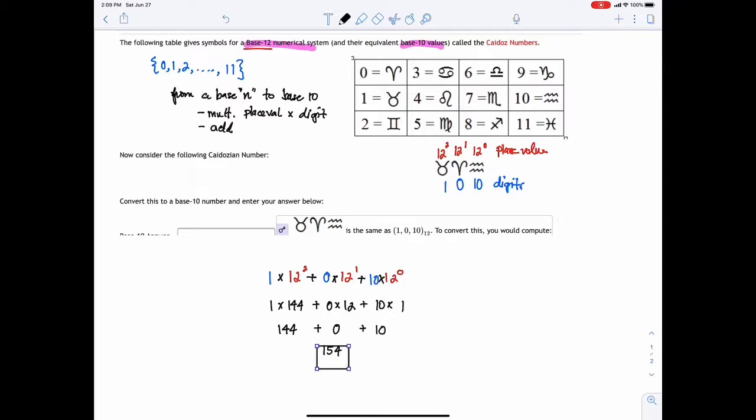in base 10. So the Kaitos number 1 0 10 in base 12, the Kaitos number with this symbol and this symbol, is equivalent to 154 in base 10.